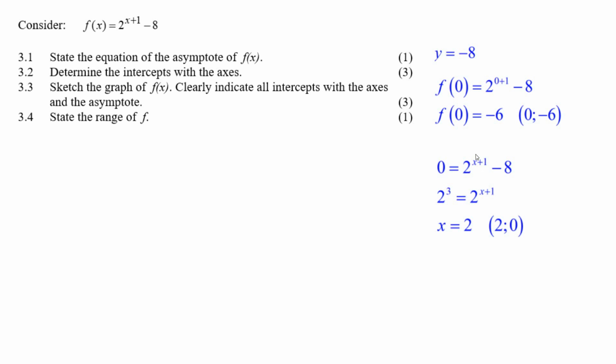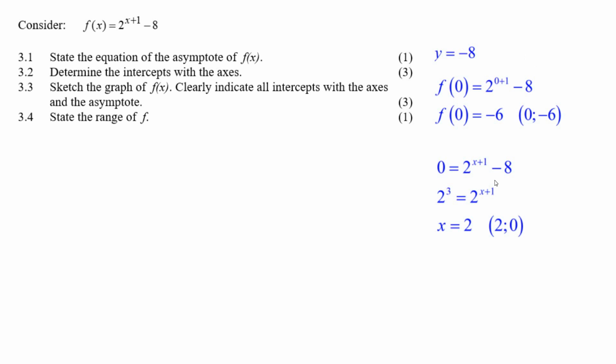The next one's a little bit harder because we have to let y equal 0. Then we've got to solve it. We add 8, but 8 is 2 cubed. Well, the only way these two things can be equal to each other, they have the same base, is if 3 equals x plus 1. Well, I can tell that 2 plus 1 is 3, so I don't need to write it out as an equation. I can see that x equals 2. There's the x-intercept, (2, 0).